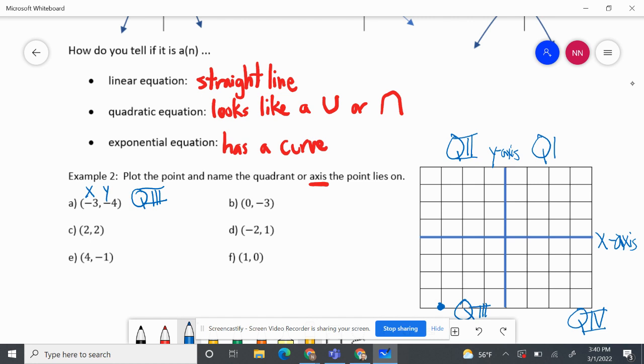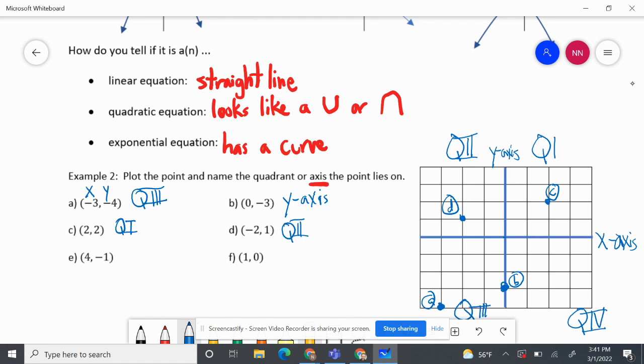So for letter B, we have 0, -3. We start at 0, we don't go to the left or right, and we go down 3. For the next one, letter C, 2, 2. So we go to the right 2, and then we go up 2. Oops, and sorry, letter B is the y-axis. And letter C would be the first quadrant. -2, 1. So we go to the left 2 and up 1. And that right there would be quadrant number 2.